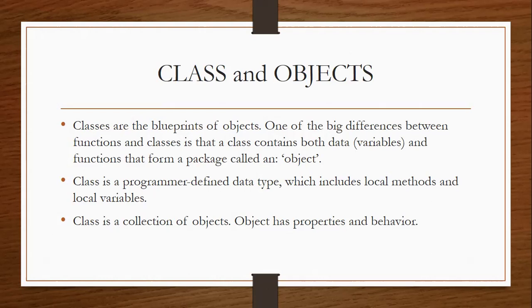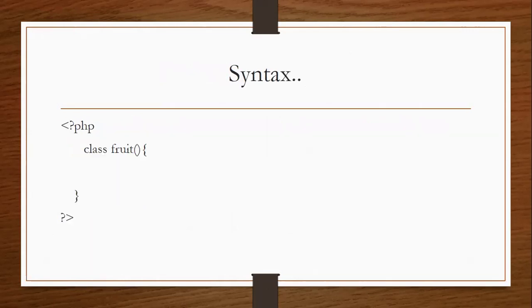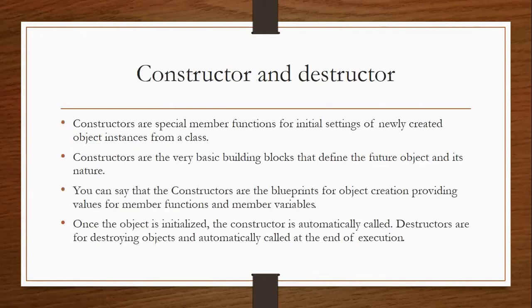A class is a collection of objects, and an object has the properties and behavior of the class. So whatever is in the class will be there in the object also. This is the basic syntax of a class. How do we define a class? We use the keyword class, followed by the class name. One more important thing is that a function name should not be equal to the class name.